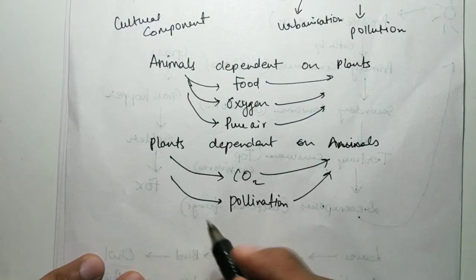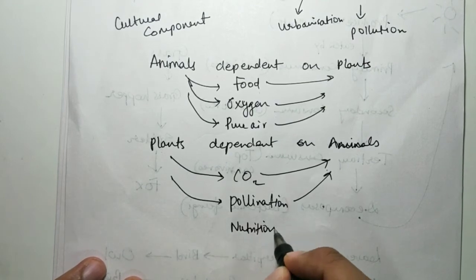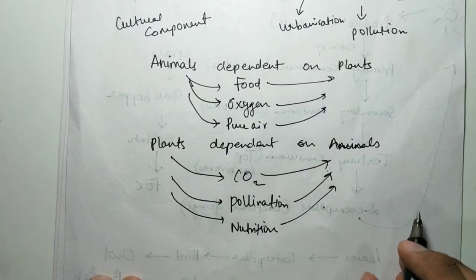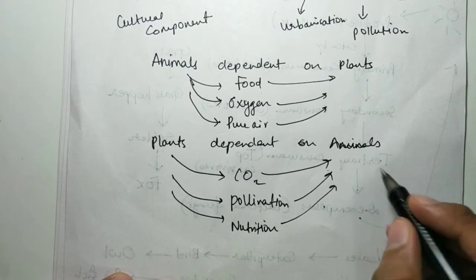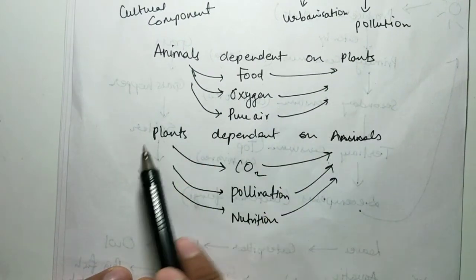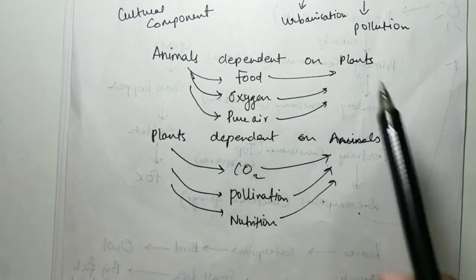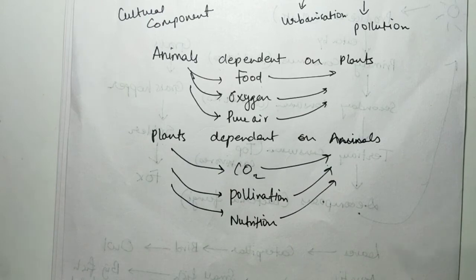Then plants also get nutrition from animals. How? Dead animals give nutrition. Animal waste, when mixed in soil, becomes nutrition for the plants. So you can see how animals are dependent on plants and how plants are dependent on animals. This is called interdependence. Both are essential for the ecosystem to exist.